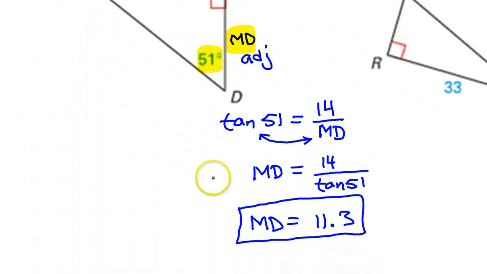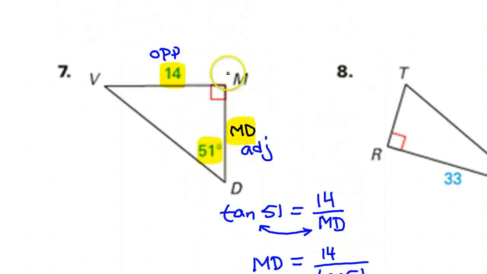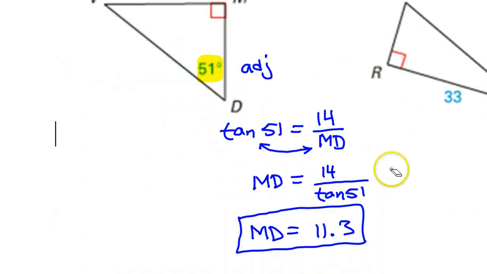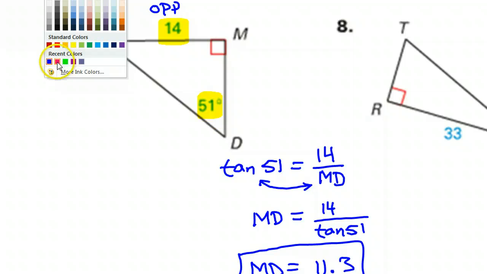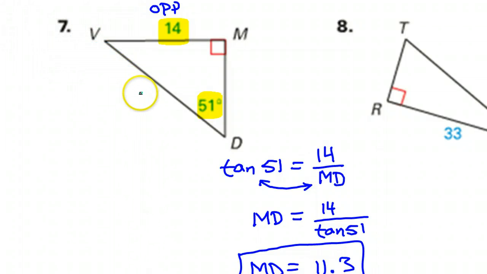Now, do not use the 11.3 and then do the Pythagorean theorem. Don't do that because you had to round your answer to get the 11.3, so this is not exactly correct. And what if you made a mistake? Don't get 2 wrong answers for the price of 1. Okay, so I'm still going to use my 14 and my 51. But this time I'm looking for VD. So that's this. VD is right here.